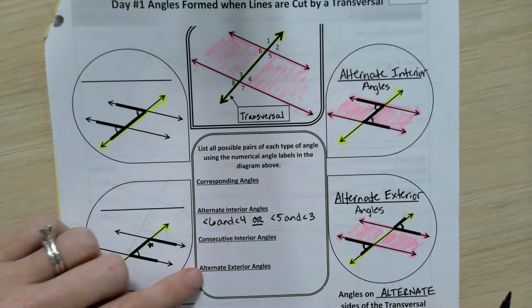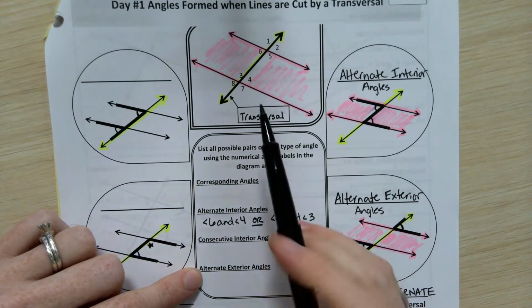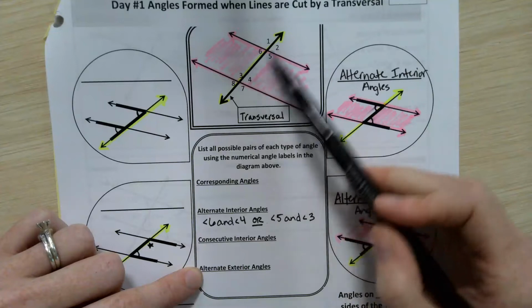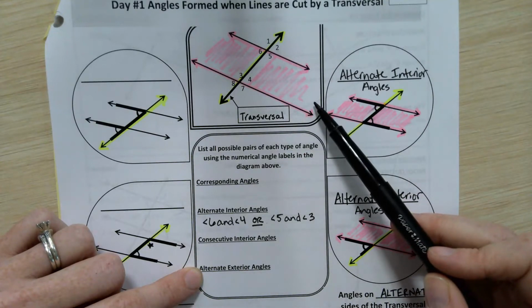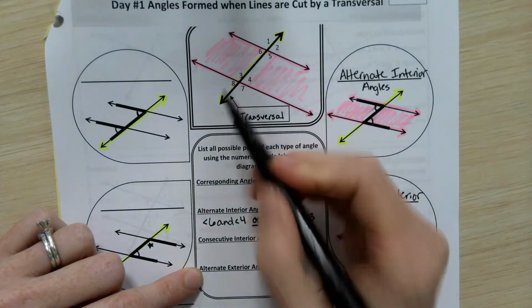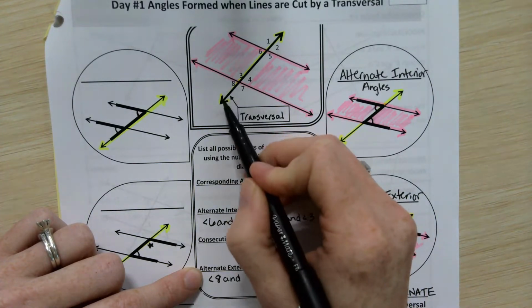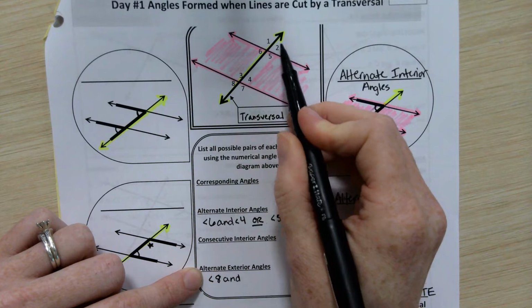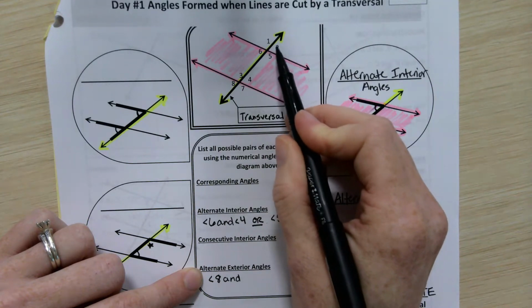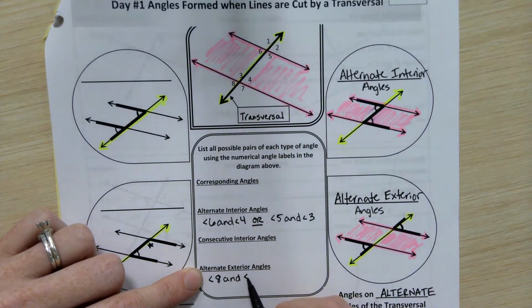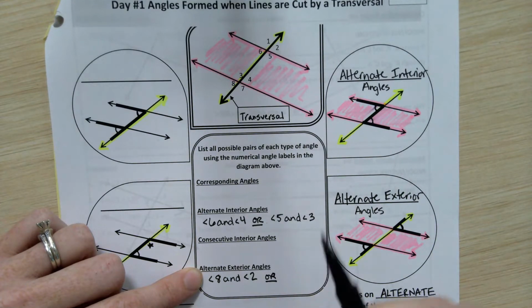So if we're looking at alternate exterior angles in this diagram up top, we're going to avoid all the ones that are in that interior in-between space. So maybe I'll start with angle 8. I would need to look at angle 8, slide up the transversal, but go on the other side on the exterior. So angle 8 and angle 2 would work as a pair of alternate exteriors.